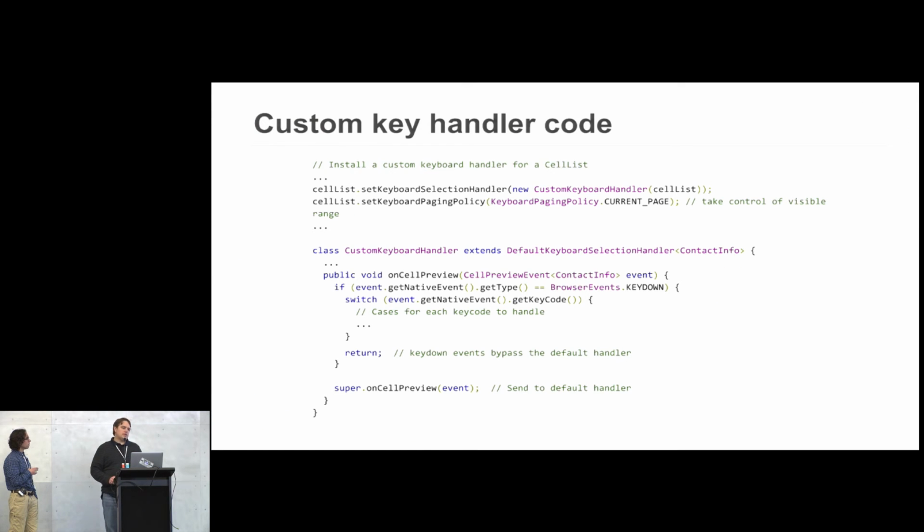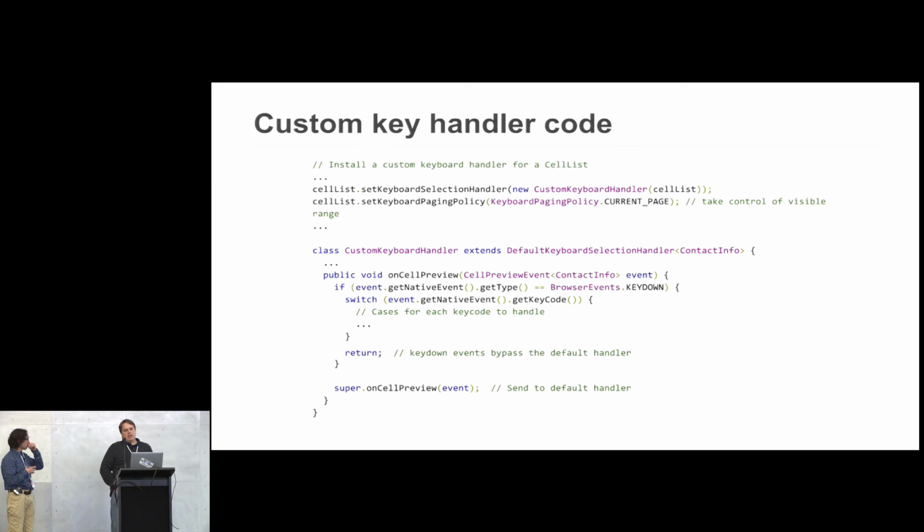So code for this. First, we have installing the custom keyboard handler on your cell list when you set it up. One thing you may want to do when you do that is set the paging policy. Current page will make sure that you're in control of the visible range, meaning that the cell list will never change it itself. When it changes it itself, it does it again by a fixed amount. And there are a couple other values you might find useful, but I find it better to directly control it.